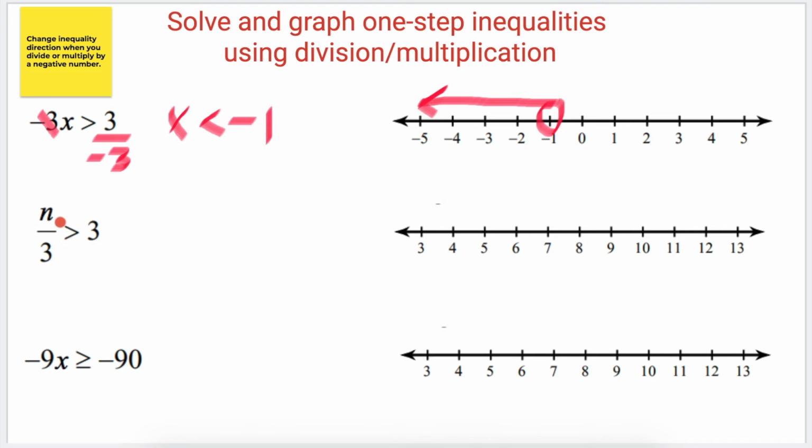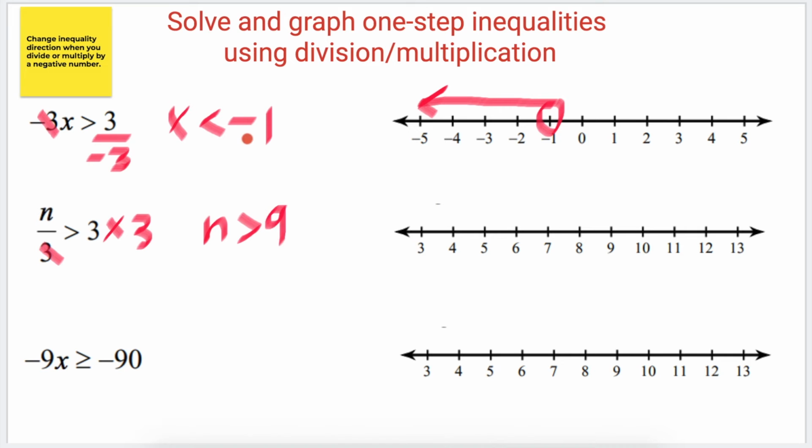In the second math problem, we are dividing. n divided by 3 is greater than 3. So if I want to solve this, I need to do the opposite math operation of division, which is multiplication. So I'm going to multiply both sides by 3. That means the 3 on the left side cancels out, and I remain with n. And because I'm multiplying by a positive number, I don't need to change the sign. And n is going to be greater than 9.